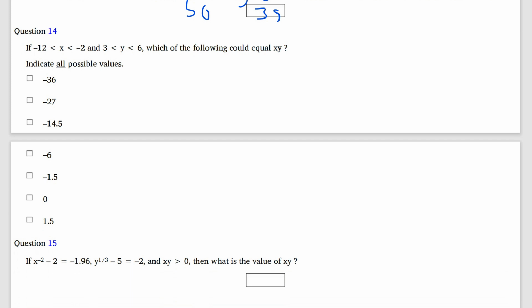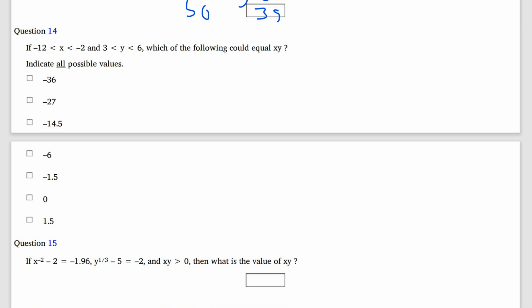But we do have another inequalities question here, which is what I think most of you are after. So let's do this. If x is between -12 and -2, and y is between 3 and 6, which of the following could equal xy?